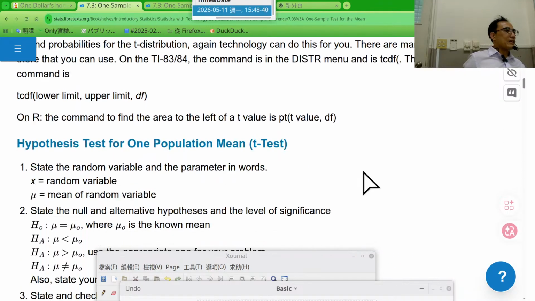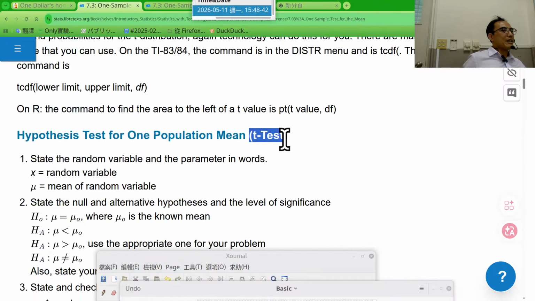Okay, let's move here. T-test. The t-test is very important for statistics. Previously we covered the normal distribution test, but now the t-test is another important issue. In the future, you may study some business cases, and the t-distribution and t-test are very important.